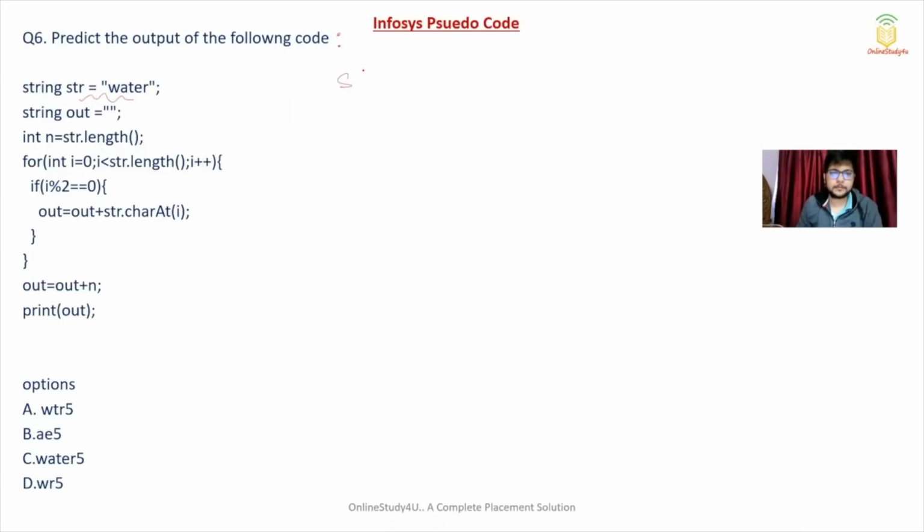In STR, let's first see this. STR is WATER, right? The size of this is 0, 1, 2, 3, 4, 5. So I have out, which is null initially, and now str.length, which is 5. So now I'm iterating over the entire length of the string: 0, 1, 2, 3, 4.